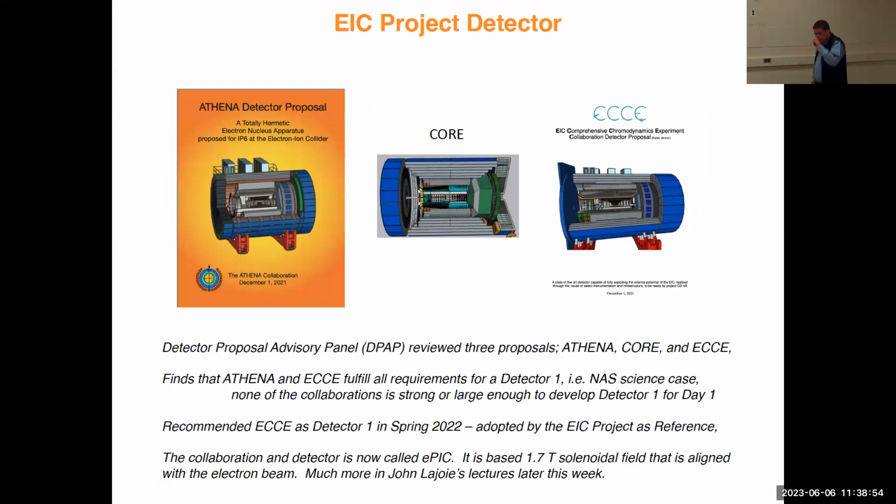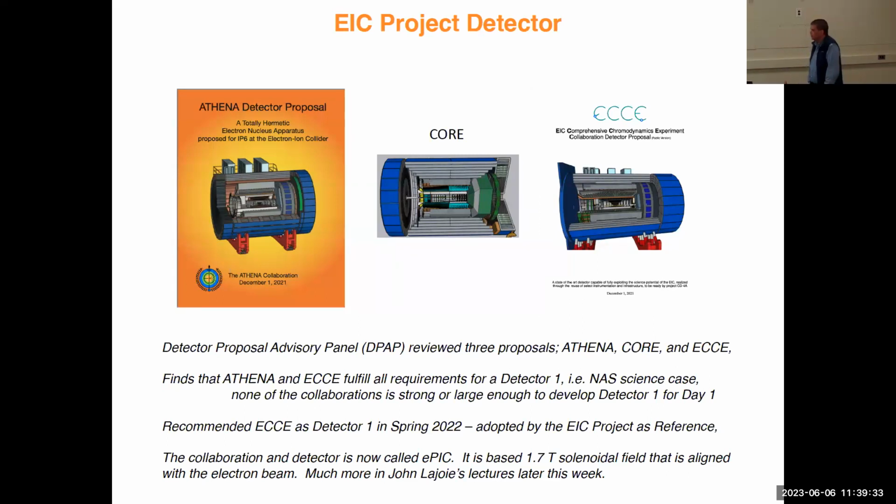So for the project detector, how did that go at the EIC so far? There have been proposals. There have been 3 proposals submitted to an advisory panel. So 3 proposals submitted, 3 proposals reviewed. The outcome of that was that the committee felt that 2 of these concepts could satisfy what are identified as the core science goals. And then it selected one of the 2 concepts that could do this. And this has been adopted by the project in the end, so that serves as a reference.